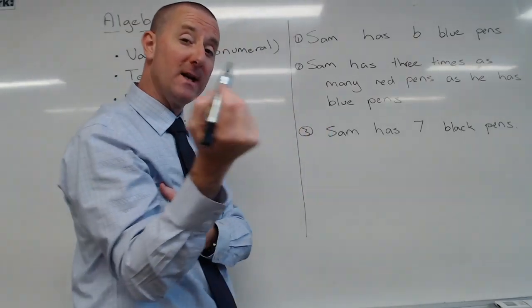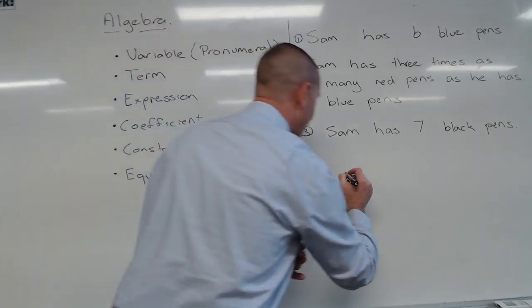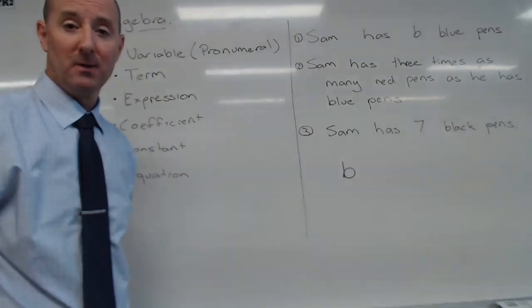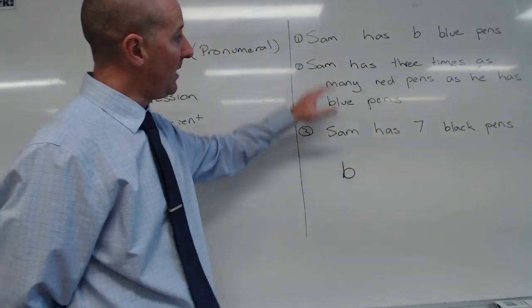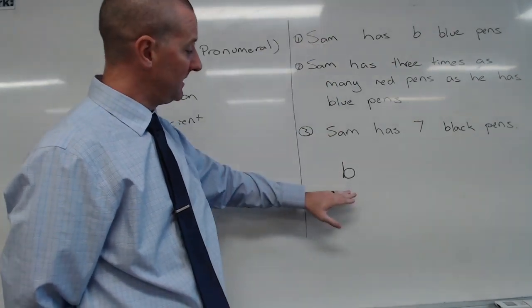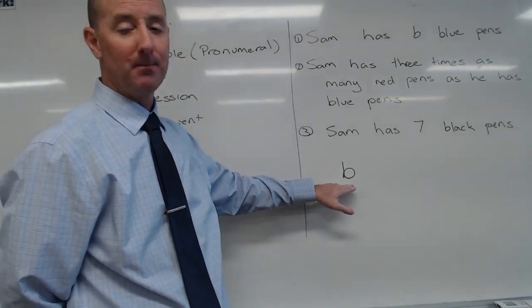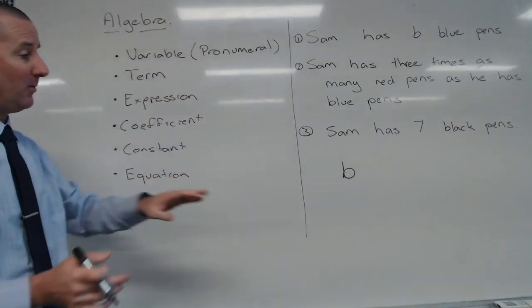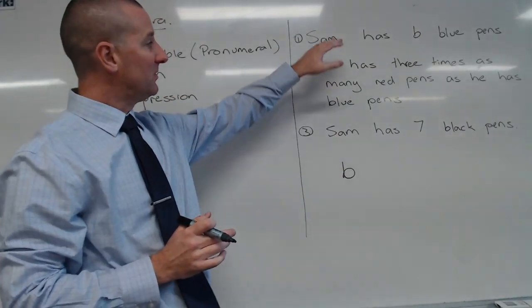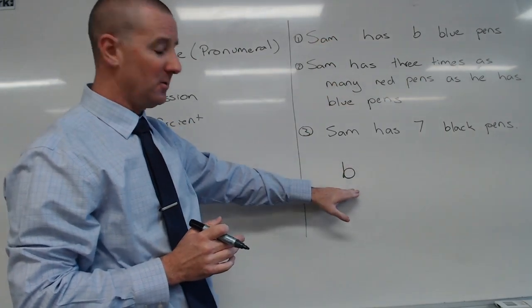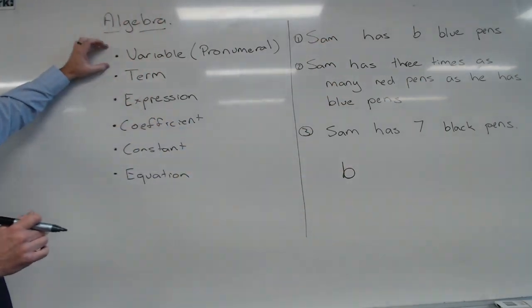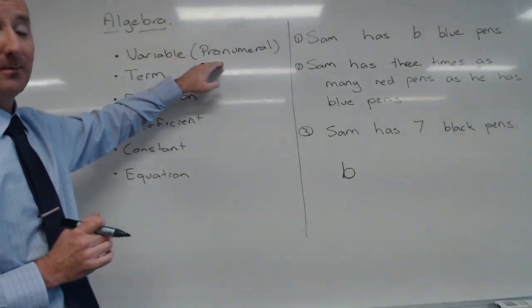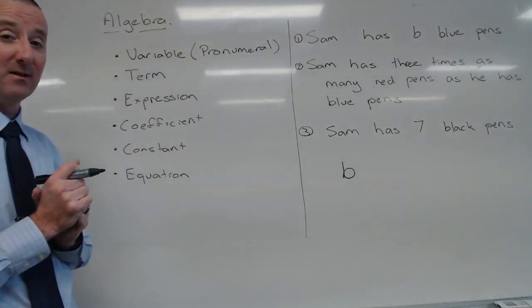So if we want to write down how many blue pens Sam has, we would have to write B, because that's all we know. The only thing we know for how many blue pens Sam has is he has B blue pens. This is referred to as a term. Okay, we've been given a single value to represent an amount. This is a term. And in this case, the letter B is also our variable or our pronumeral. Okay, the letter that is representing the value.